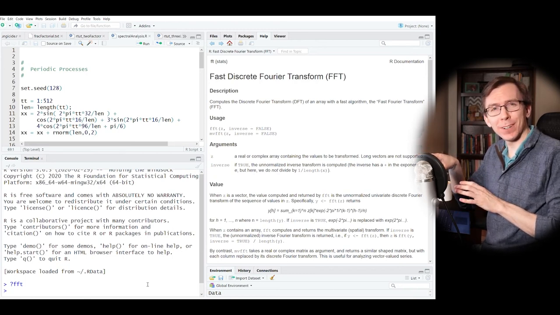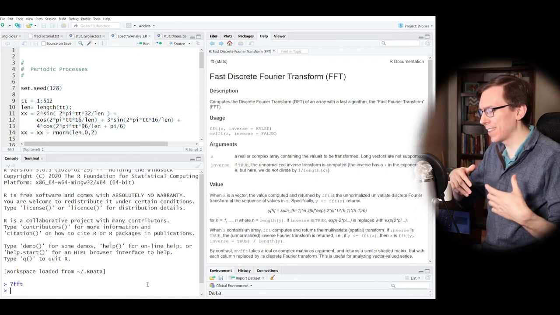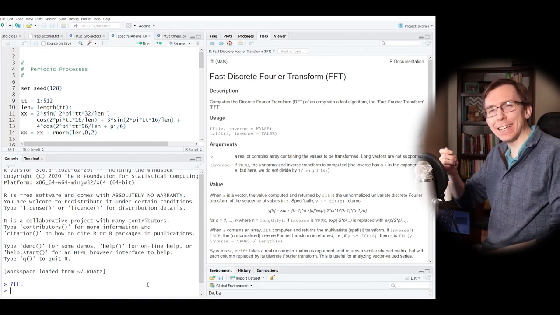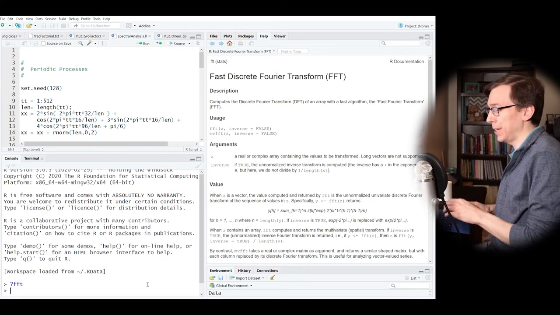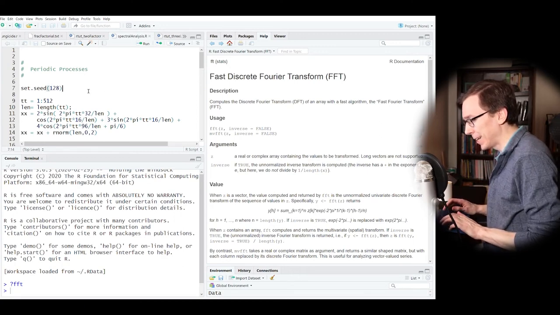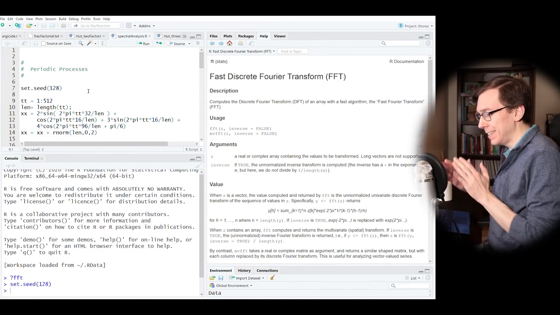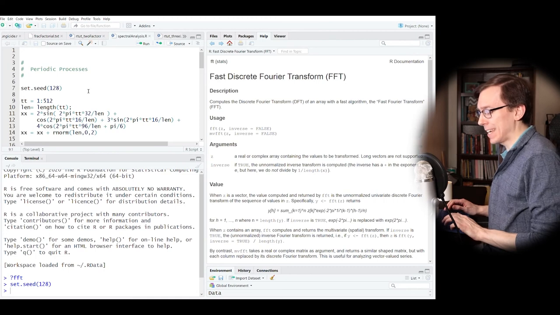All right, and we're back for a really quick bonus part of the lecture, which is going to be some R code looking at a periodic process. We did the periodic process in the last lecture, and I thought it would be good to take a moment and actually look to see what the periodic process is doing. So first, we'll set the seed to be 128, a good number, and we'll take T, the span of our time here, to be a power of 2.